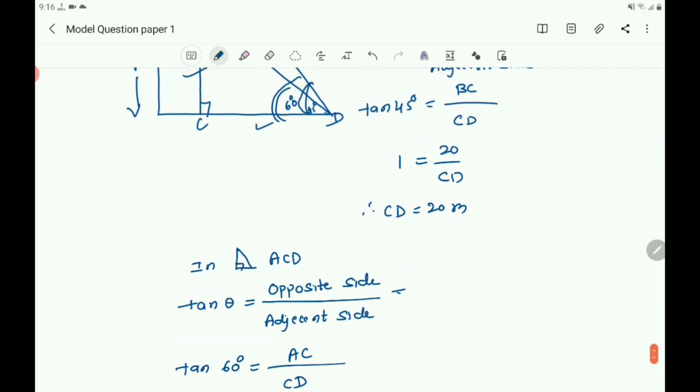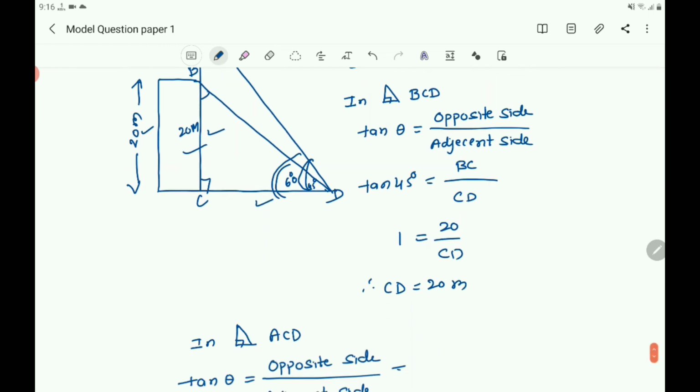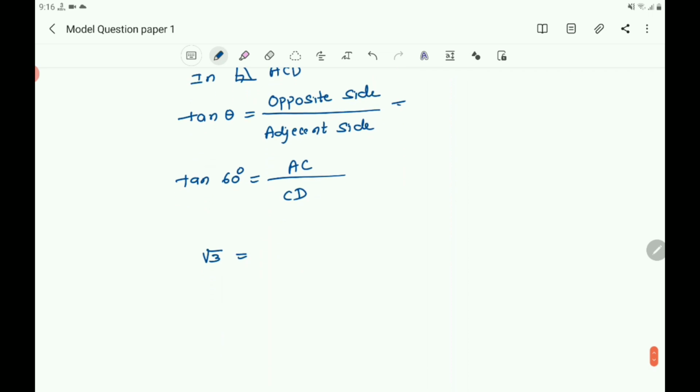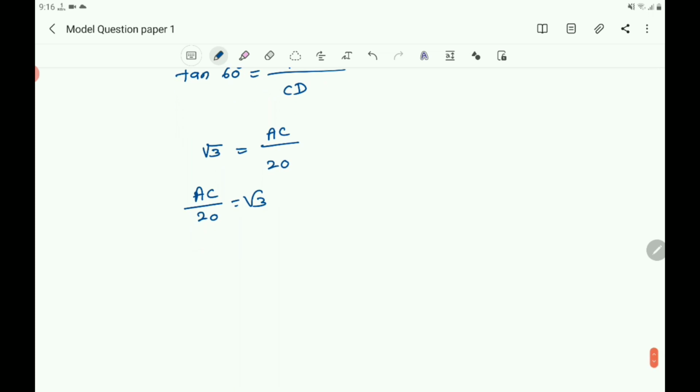AC is 20 meter plus AB. Or otherwise directly you can have AC because you know CD. Then AC by CD, CD is 20. Now you interchange LHS and RHS. AC by 20 equals root 3. Then AC equals 20 root 3.